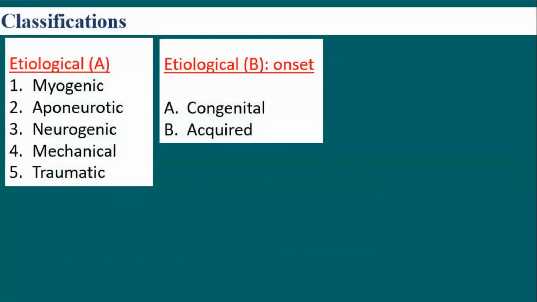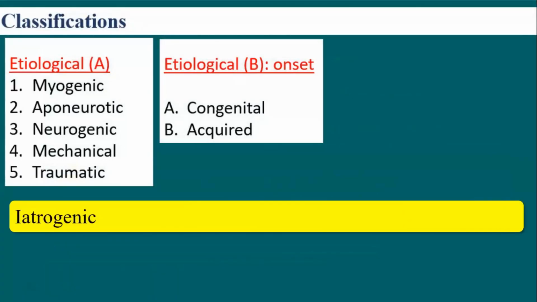Regarding the etiological classification, don't forget iatrogenic causes. As I said before, after Botox, for example, or if we are doing surgery in the eyelid, if we have a case of upper eyelid retraction, we have surgeries for upper eyelid retraction. If we have overcorrection, you will get ptosis. So don't forget iatrogenic causes as well.